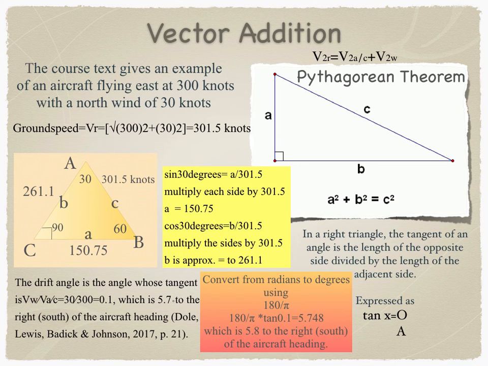I wanted to touch on vector addition. I know it wasn't a topic expressed for this week's assignment. However, I do think it's important to understand this aspect in order to understand the other areas that we're looking at. So vector addition, the course text gives us an example of an aircraft flying east at 300 knots with a north wind of 30 knots.